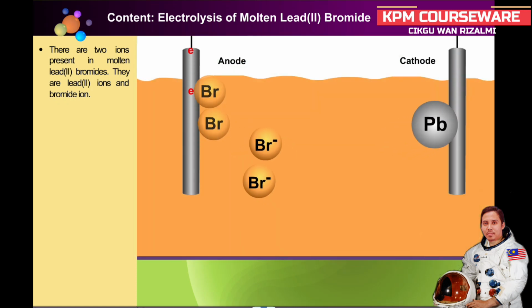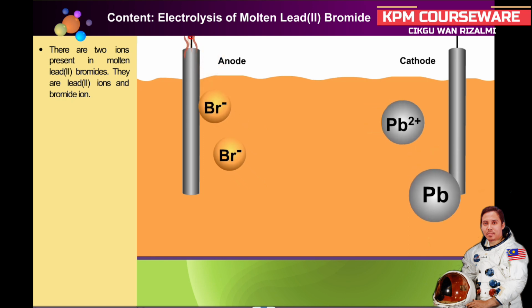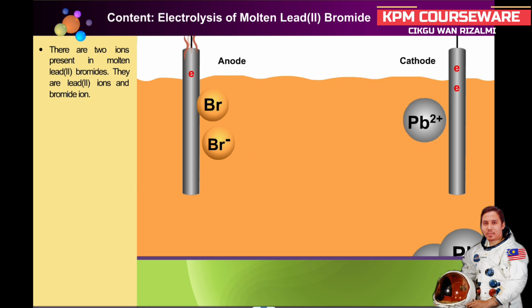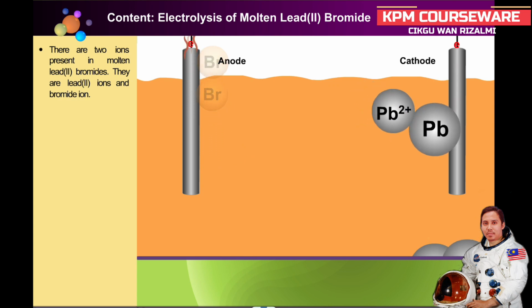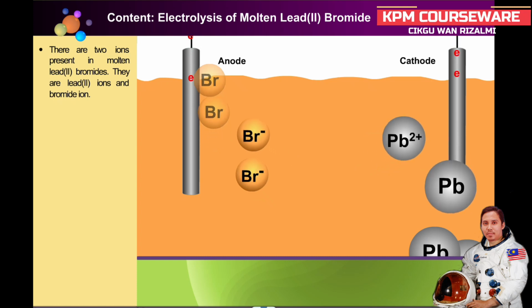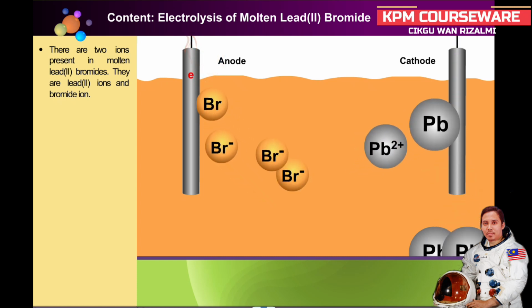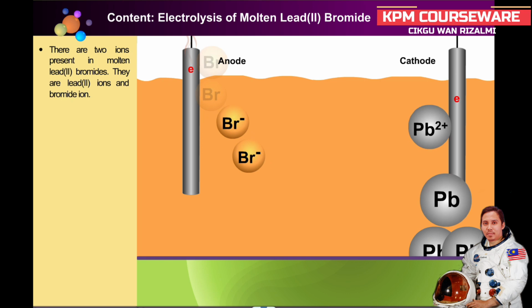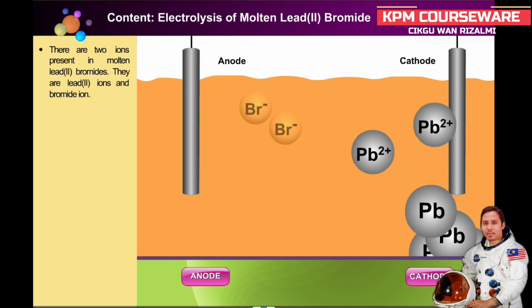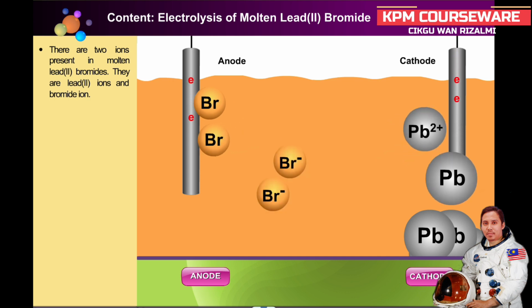When the switch is closed, electric current passes through the ions. Negatively charged ions, or anions, that is bromide ions, move towards the anode. And at the same time, the positively charged ions, or cations, that is lead(II) ions, move toward the cathode. Click on the anode and cathode button for a close-up view.